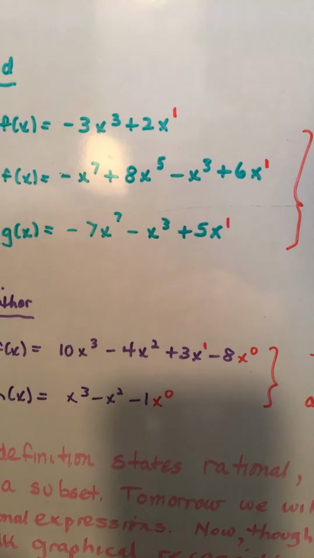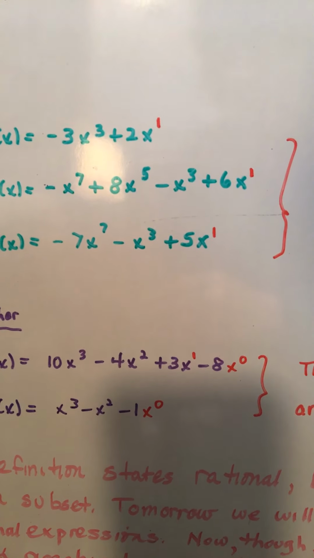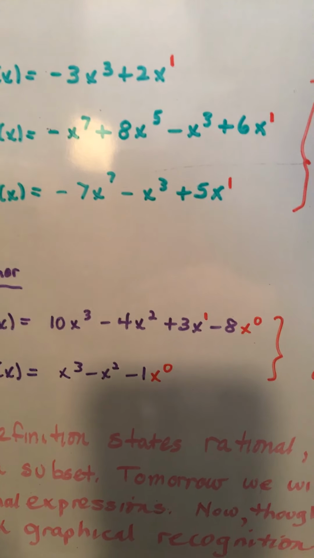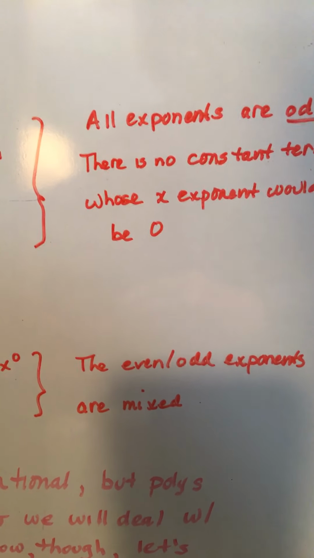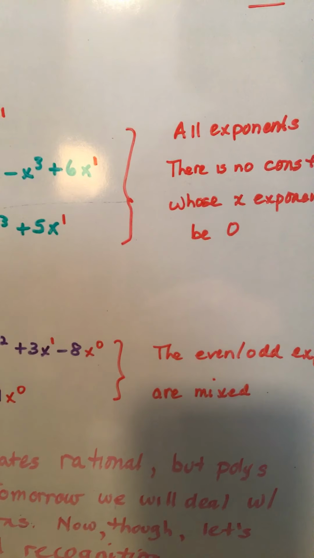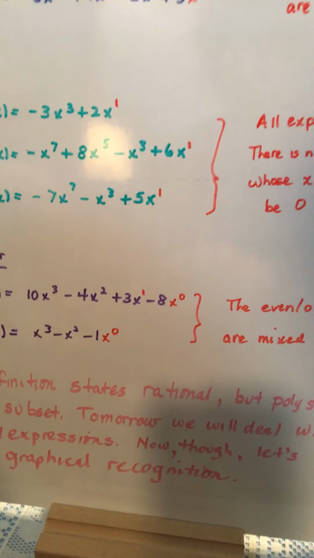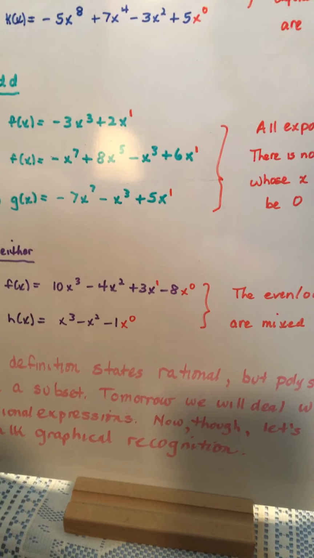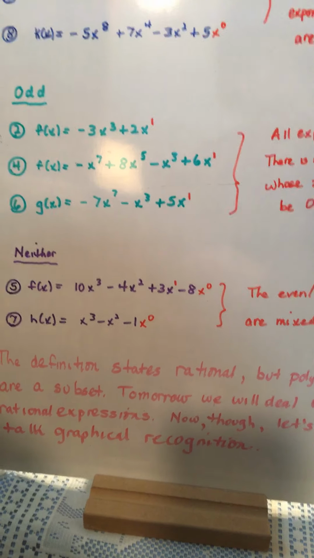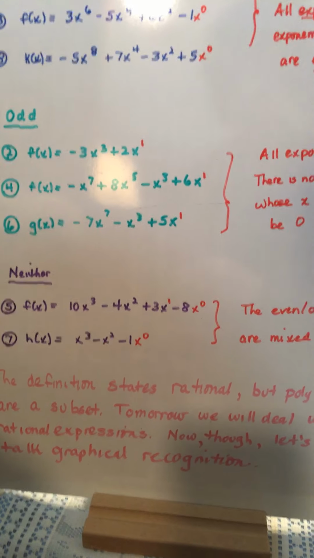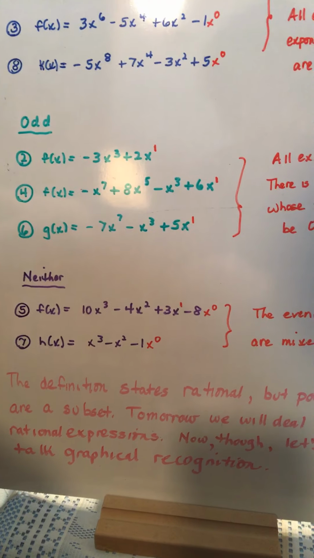Look at my neither ones. 3, 2, 1, 0. Well, I've got some odd and some even. 3, 2, 0. Some odd and some even. So when they're mixed, we're not going to have even or odd, but neither. So the definition for rationals, this is the definition we use for rationals, but polynomials are a subset. And for tomorrow's worksheet, we're going to talk about rational expressions, but now let's get on to talking about graphing.